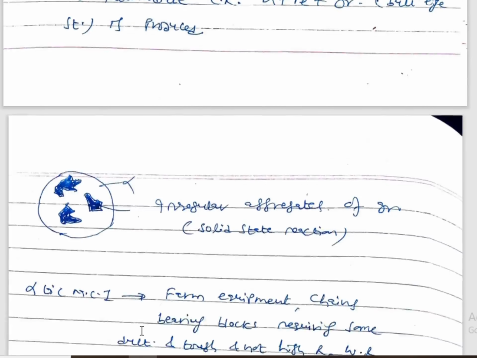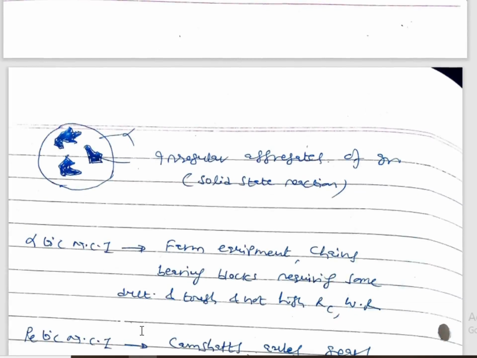This is a typical microstructure of malleable cast iron. Irregular aggregates of graphite. It is due to the solid state reaction. And the background is totally white, so it is ferrite.